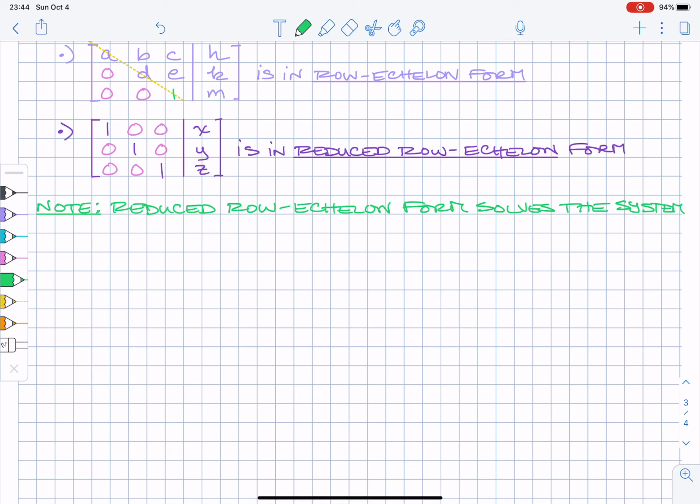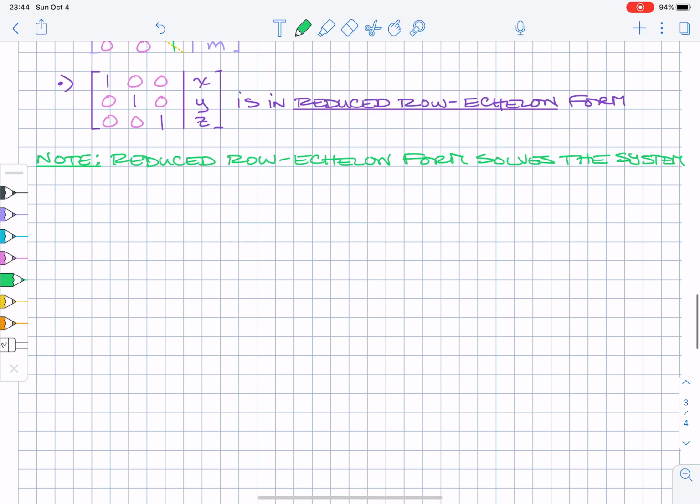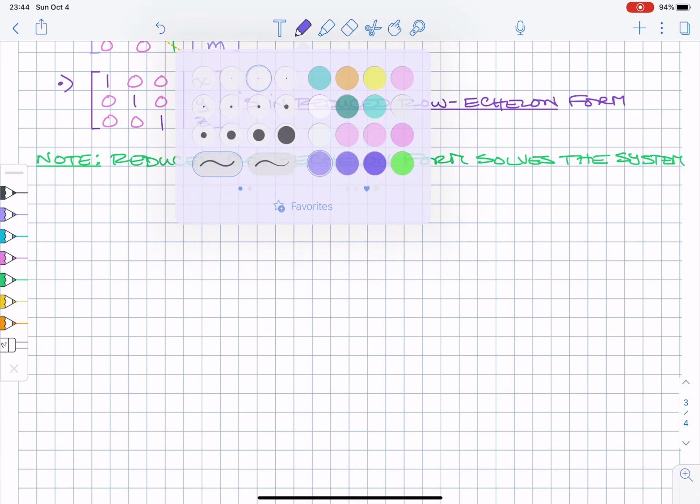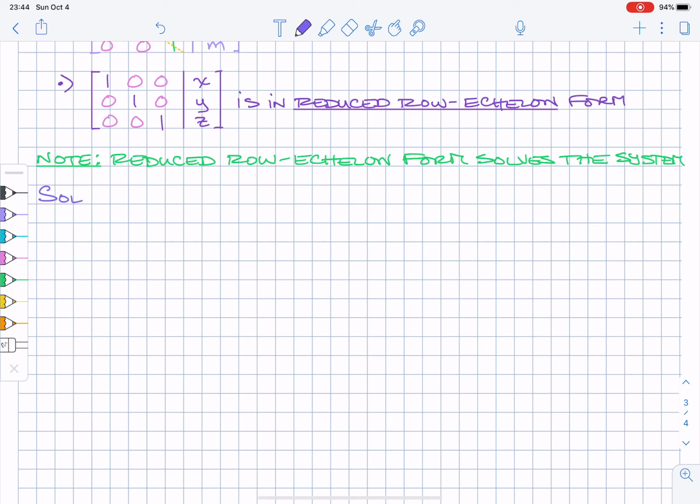And I should say it solves the system that does have a solution. Okay, so how do we solve systems? Solving systems using Gaussian elimination. Maybe I want to do this with this color. Solving systems, and I'm just going to color code this, using Gaussian elimination.